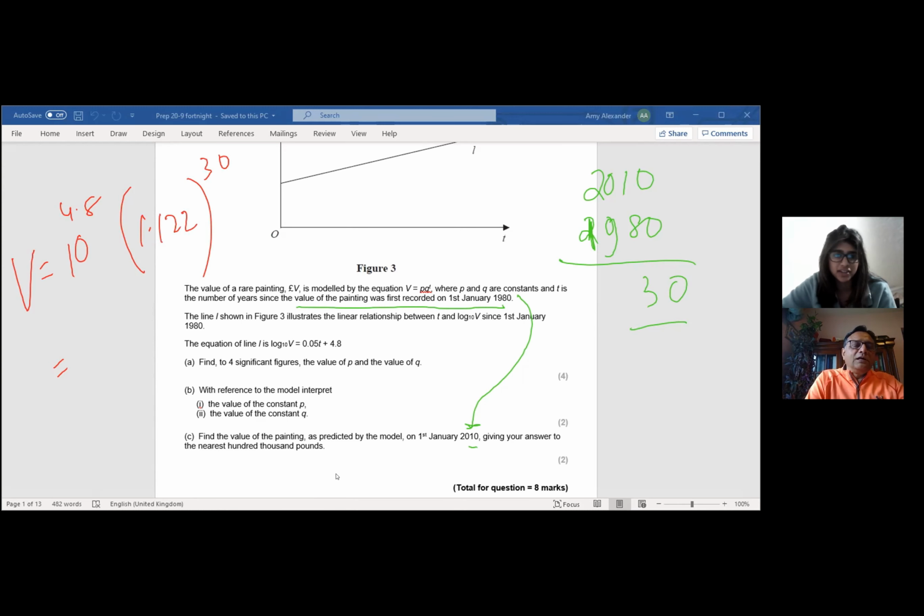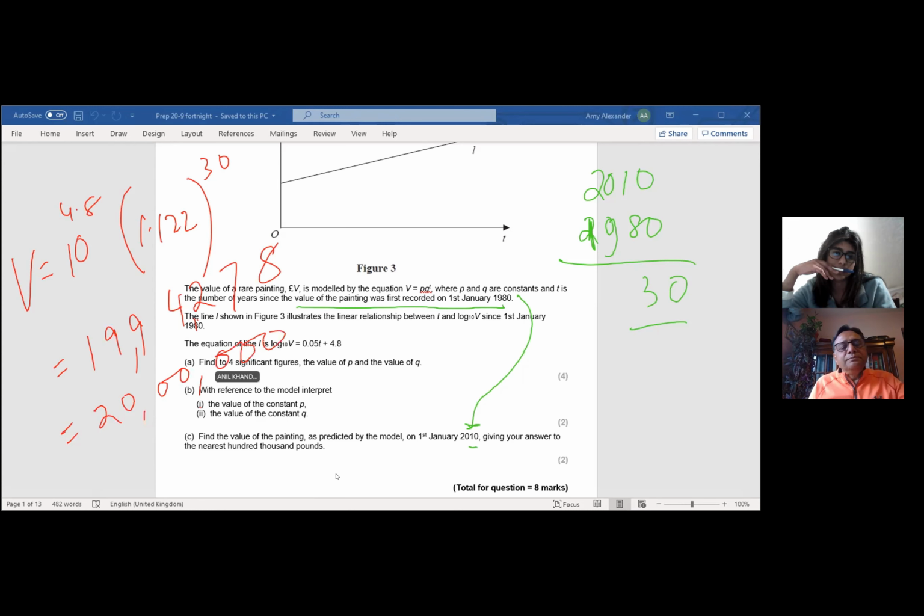Yeah, big number. You want the nearest 100,000. So the value is 1,994,278. You want the nearest 100,000, right? So it becomes 2 million.